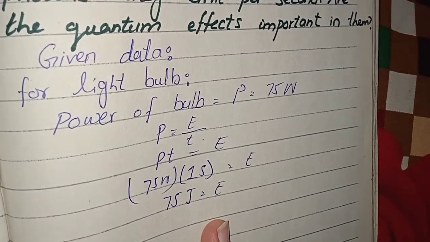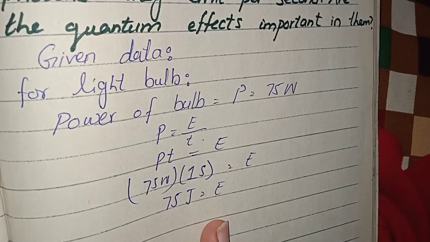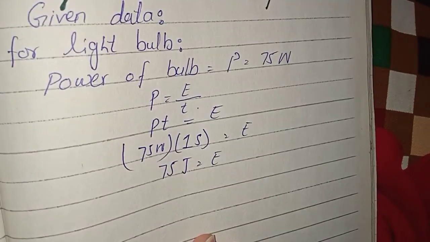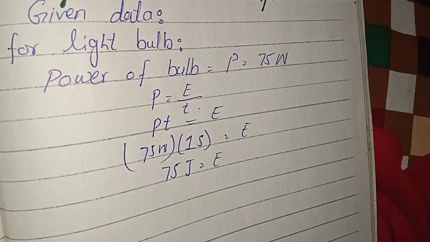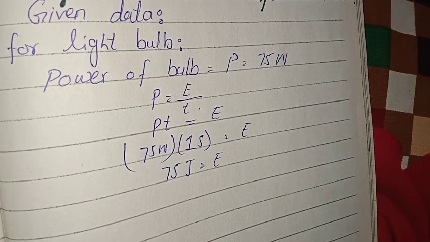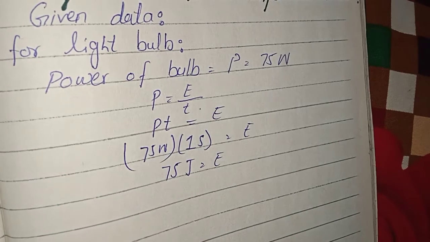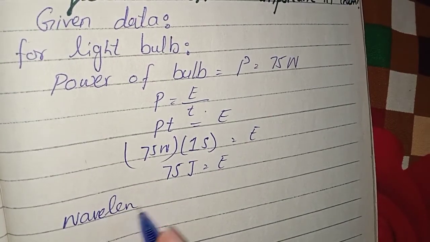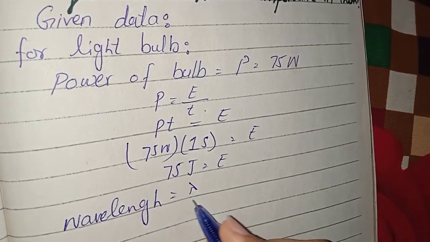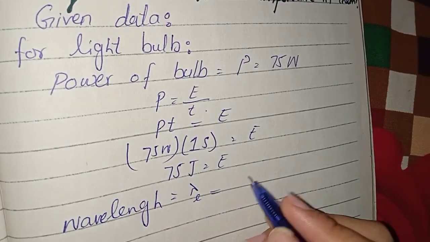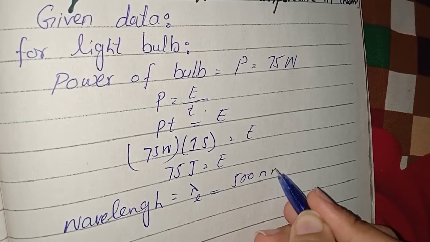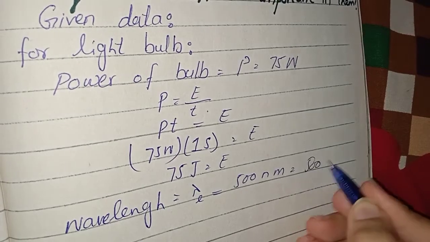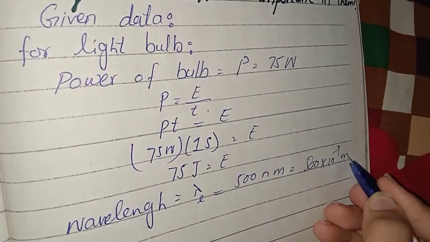Because energy is required to solve this question, not power. Power is just, you may say, a helping element to find the energy. And then we have the wavelength, lambda, say, for the light bulb, 500 nanometer, which will be equal to 500 into 10 raised to power minus 9 meter.